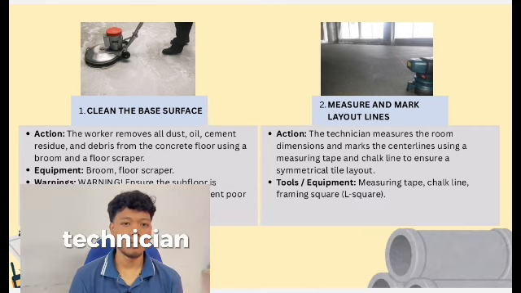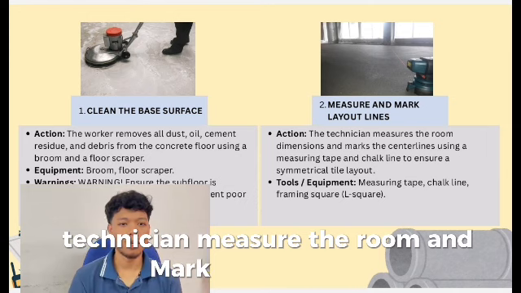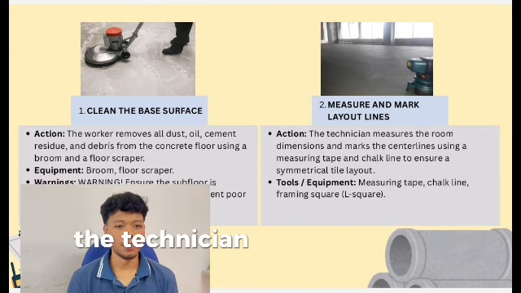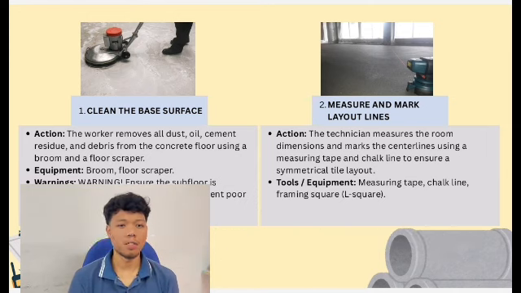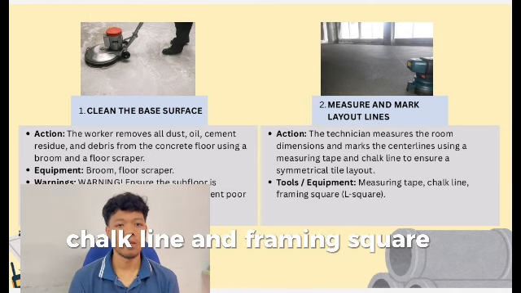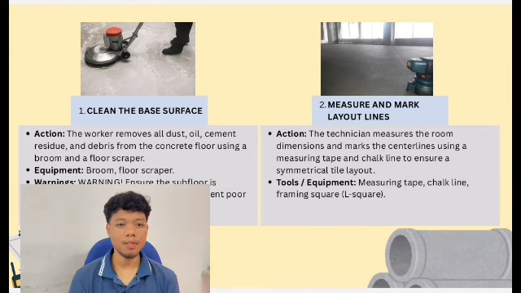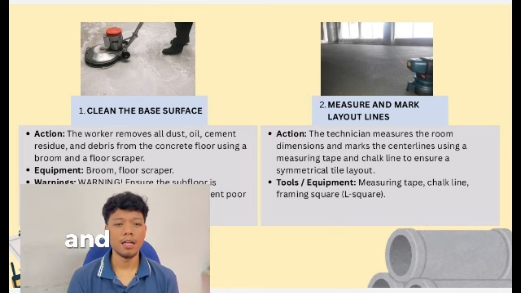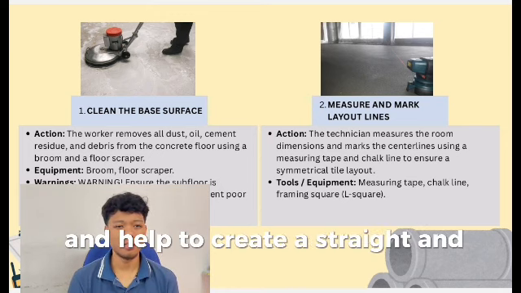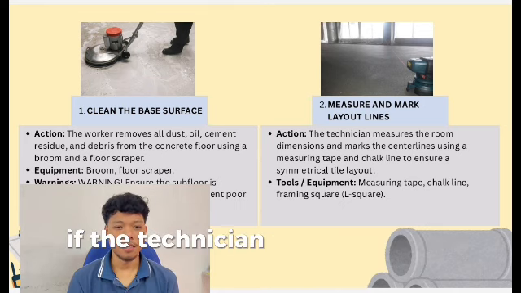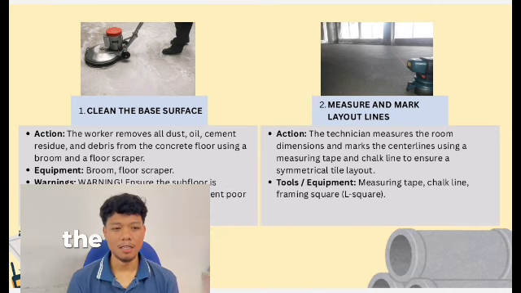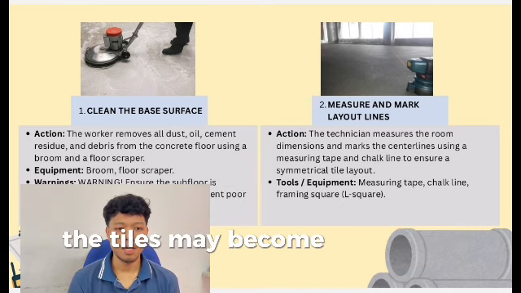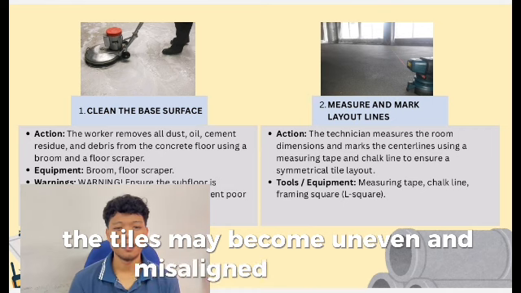Next, the technician measures the room and marks the layout line. The technician uses a measuring tape, chalk line, and framing square to mark the center lines. This line guides the worker when placing the tile and helps to create a straight and symmetrical layout. If the technician marks the layout incorrectly, the tiles may become uneven and misaligned.